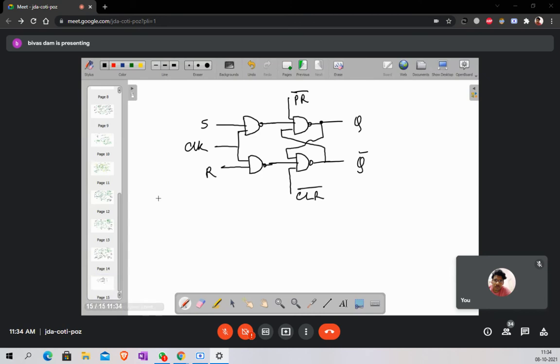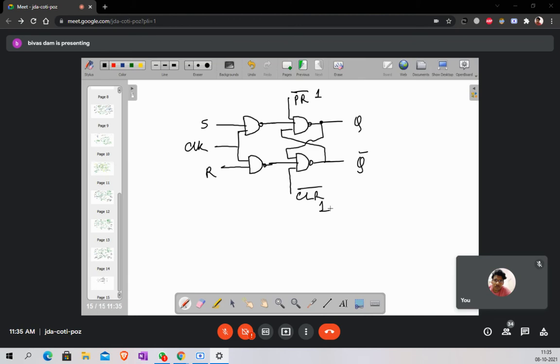S and R, they may affect the Q bar under which condition? When the clock signal is 1. When the clock signal is 0, the S and R cannot have any effect at all. Now let me assume that this is 1 and this is also 1. Is there a difference between this circuit and the PBS circuit if I make PR bar 1 and CLR bar also 1? No, sir. It will remain the same. So that means it will act just like the PBS circuit.